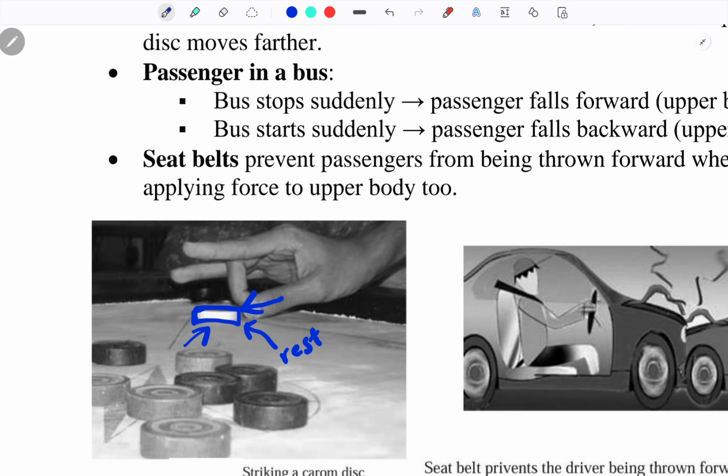You are giving force in this direction, but this disc wants to resist. It tries to stay put. But what happened? Your applied force is more. Think like this is 200 Newton and this is 50 Newton resistance. Then what happened? Your force is larger. What happened then? The disc moves in this direction.